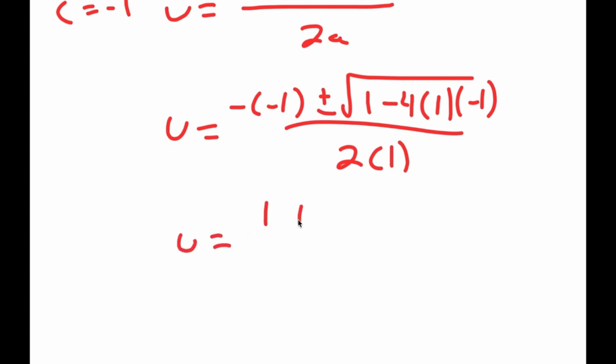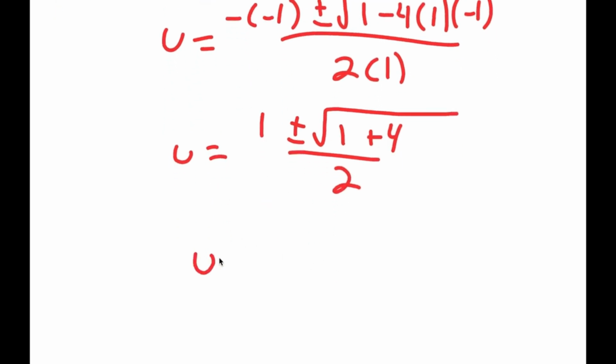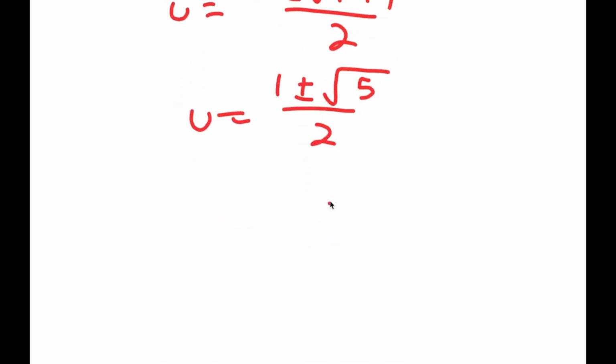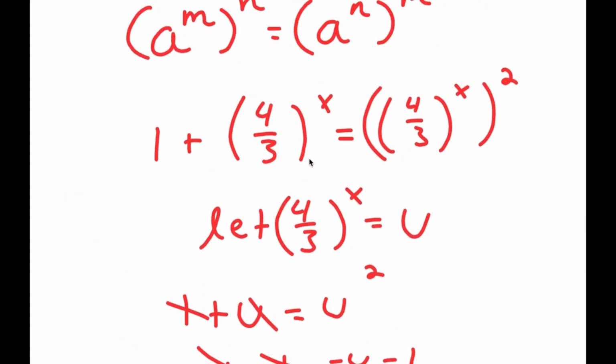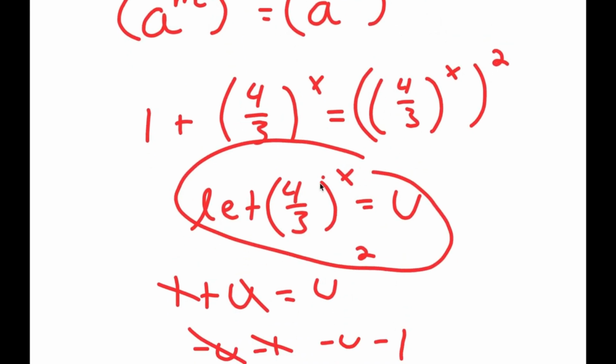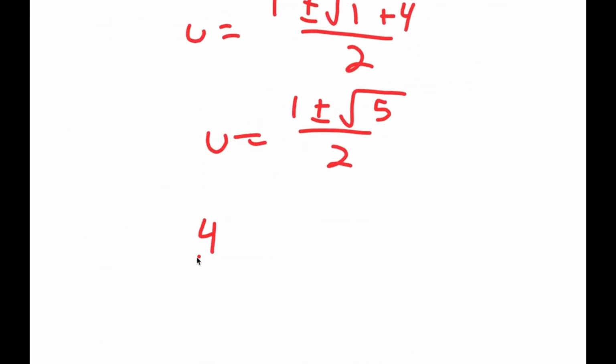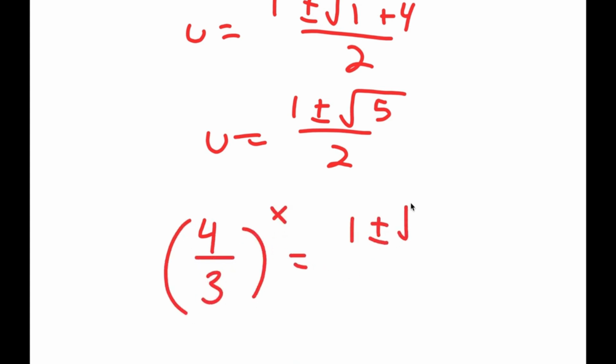And this is equal to positive 1 plus or minus the square root of 1 plus 4 over 2, which is equal to 1 plus or minus the square root of 5 over 2. So we have u is equal to 1 plus or minus the square root of 5 over 2. Now, remember how we let 4 over 3 to the power of x equal to u. Well, this means that 4 over 3 to the power of x is equal to 1 plus or minus the square root of 5 over 2.